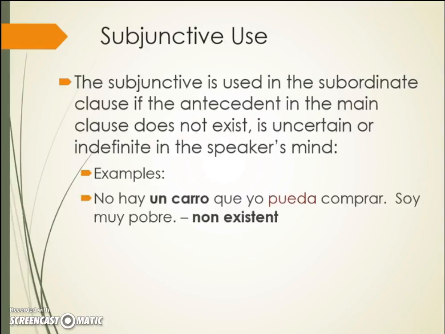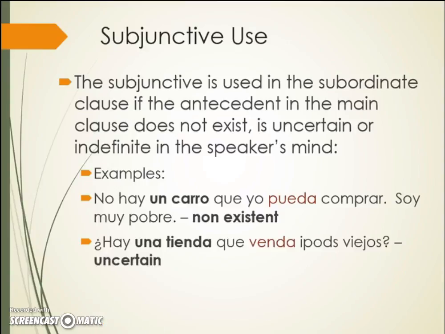First, no hay un carro que pueda comprar. Soy muy pobre. So there isn't a car that I can buy. I'm very poor. So that car doesn't exist, and the fact that I can buy it doesn't exist either. Therefore it has to be used in the subjunctive. Remember, the subjunctive is everything that is outside of our realm of reality. And this car doesn't exist in my world, so it's not reality.